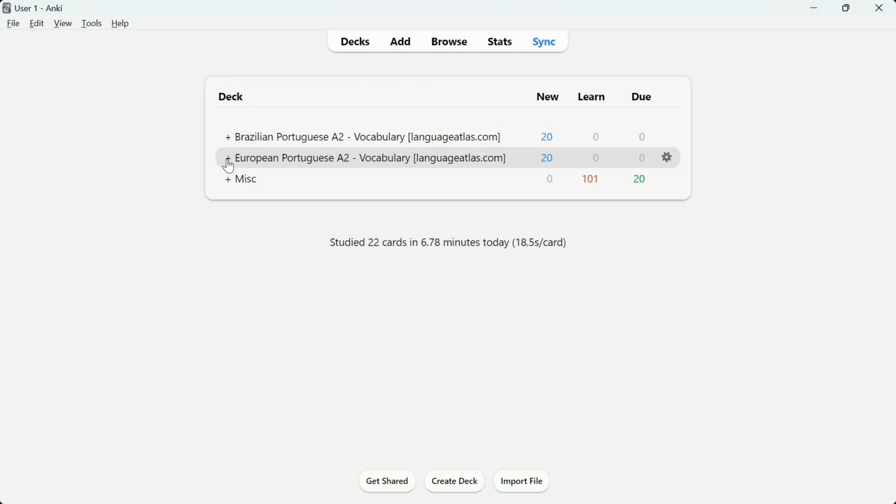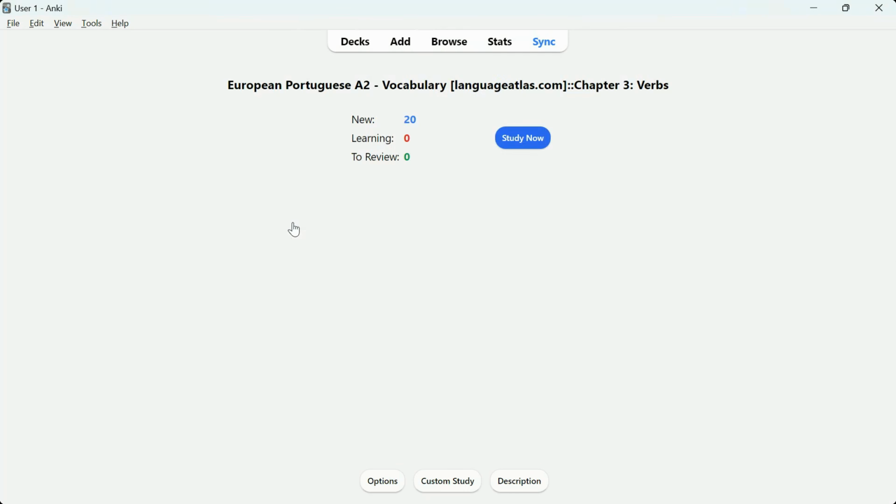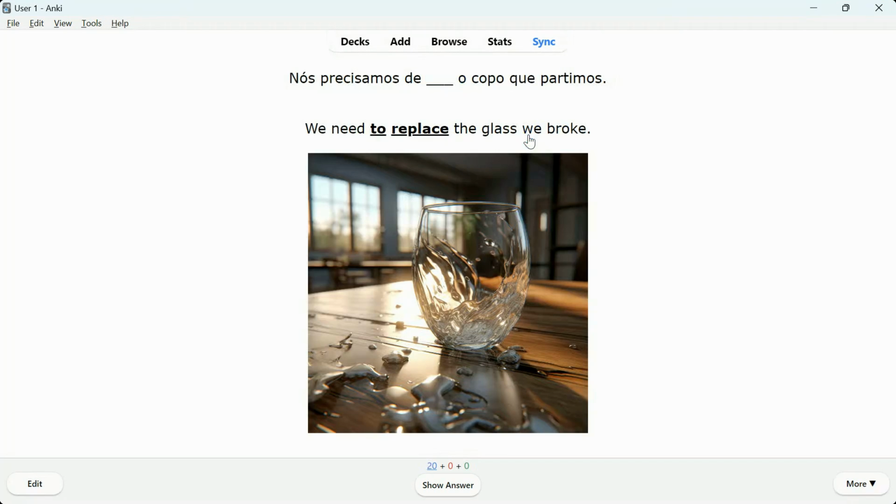I'm going to click on the plus icon. I will go to chapter 3 verbs, and I will click on study now. So we see the same setup. We have a sentence with a blank area. We have a certain sentence that is translated, so it's Portuguese version and English translation. To replace is bolded and underlined, so we have to know how to say to replace. And we see a picture.